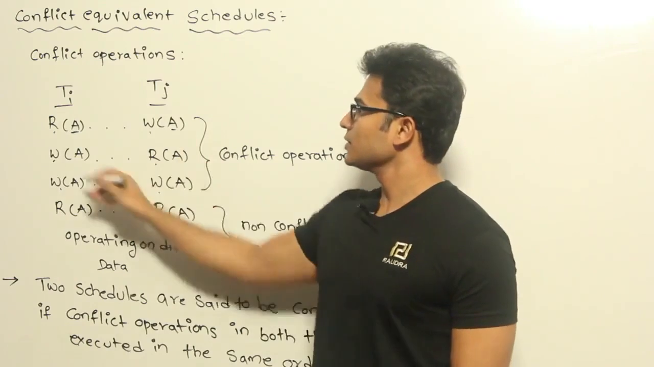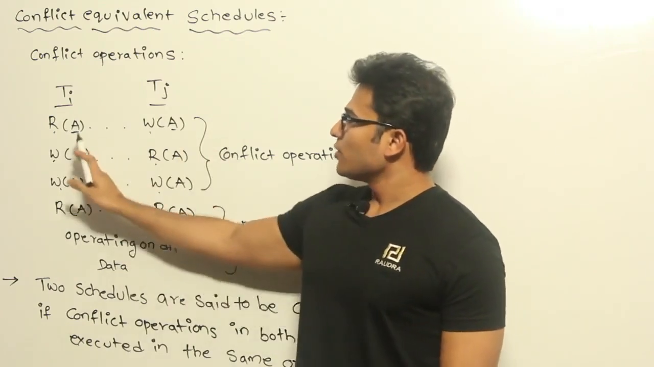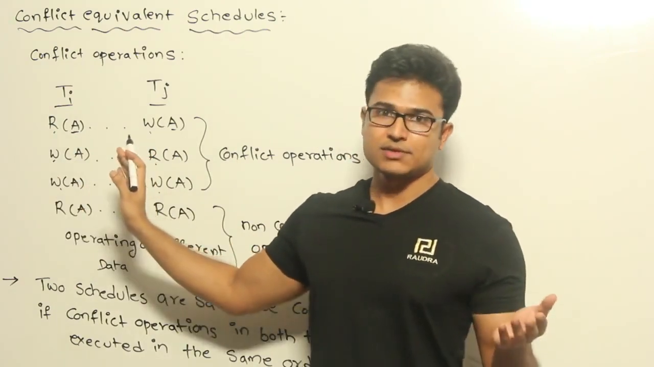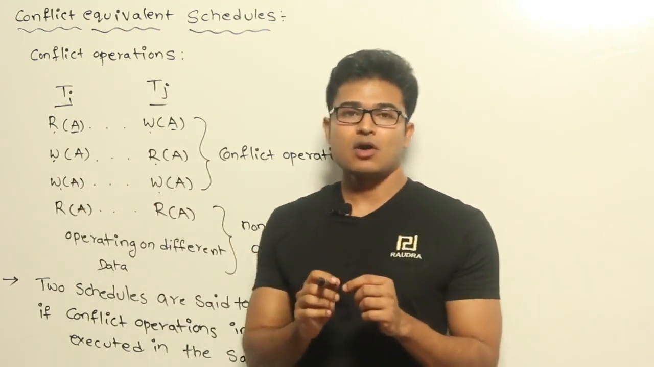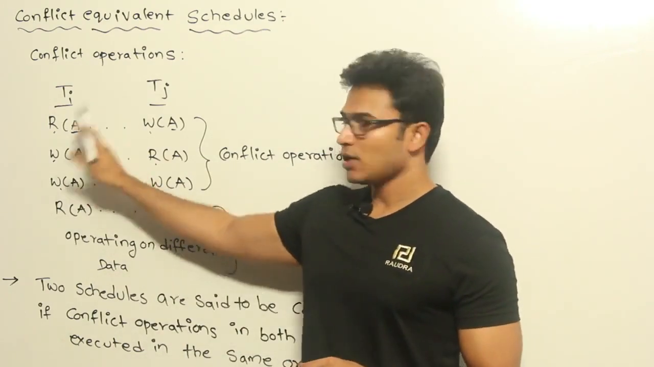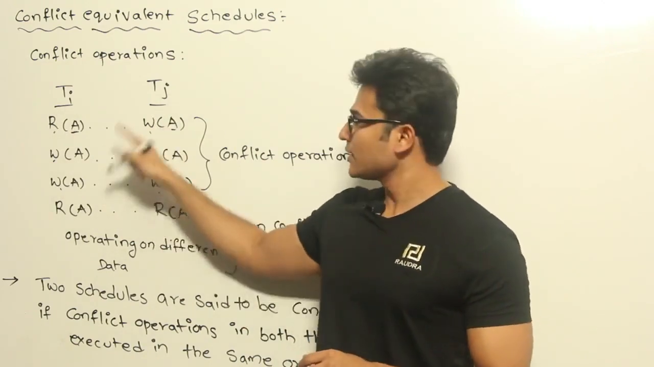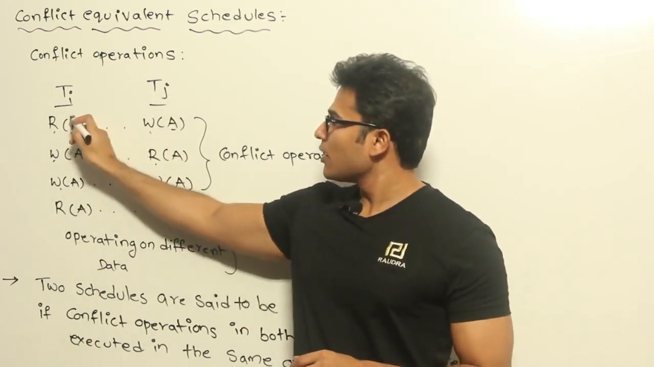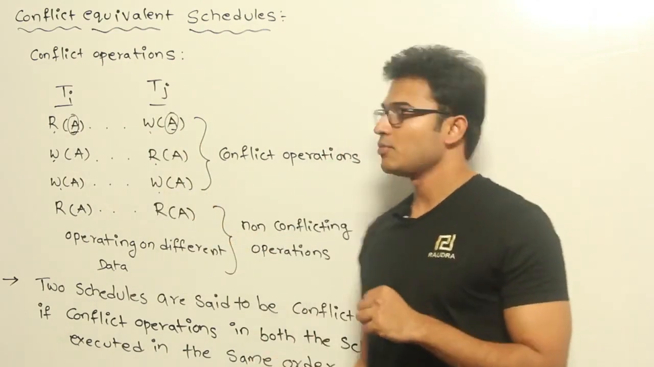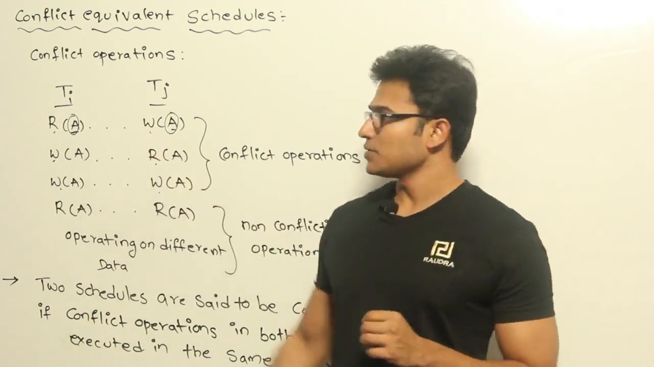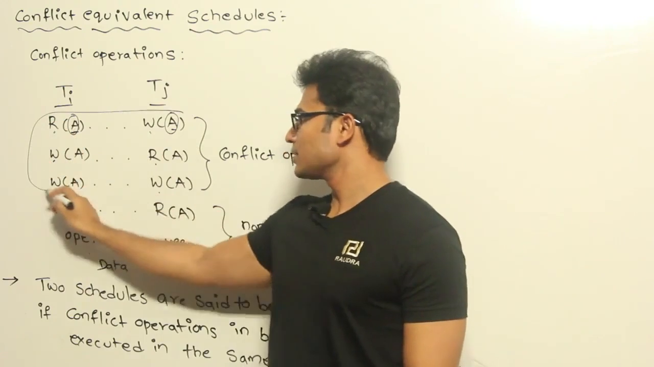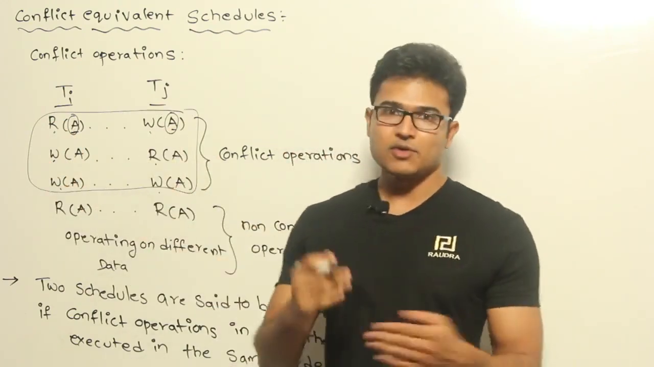So how to remember this: both the actions have to be from different transactions, so there will never be a conflict between actions within the same transaction. Second, both of them should be acting on the same data item. And the third important point is, at least one of the actions should be a write action. If these three conditions are followed, then we can say that there is a conflict between two operations.